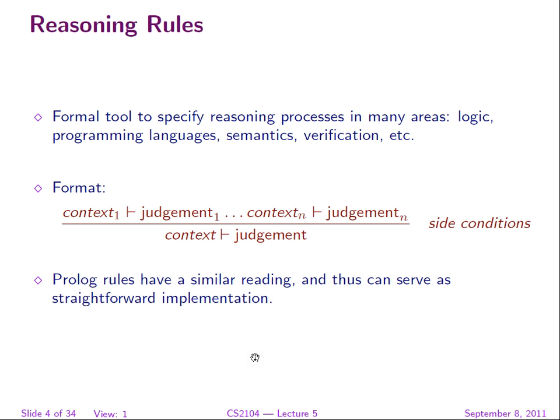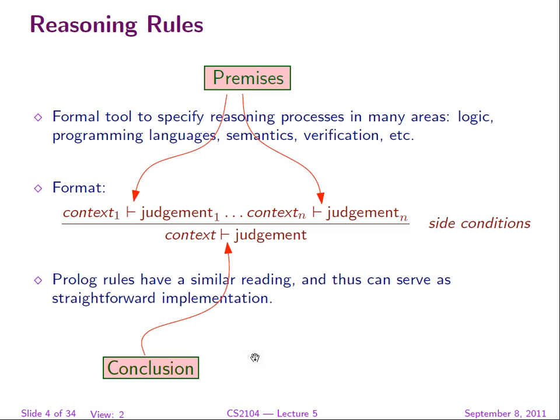So they have this format. It's a mathematical concept. We put a bar. Above the bar, we put the premises. Below the bar, we put the conclusion. Each premise is essentially a judgment performed in a certain context. So we say that if in context one, we can make judgment one, and in context two, we can make judgment two, and so on, and in context n, we can make judgment n, then it must be the case that in the context we can make the judgment.